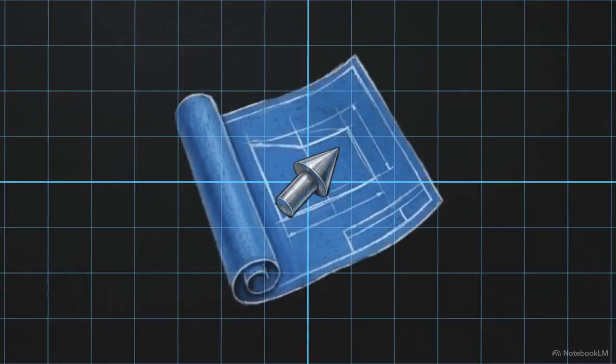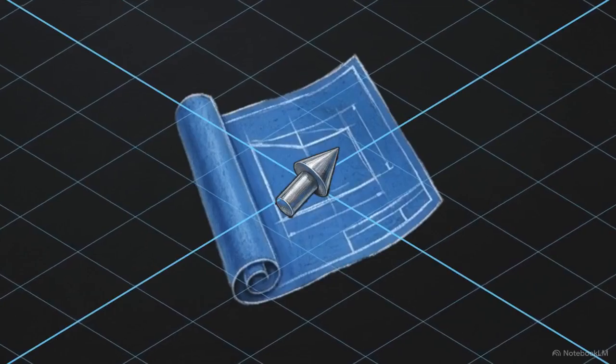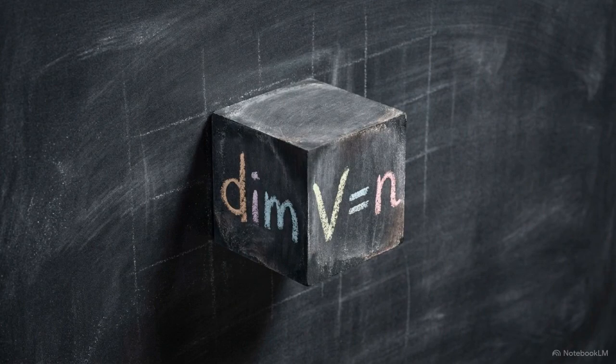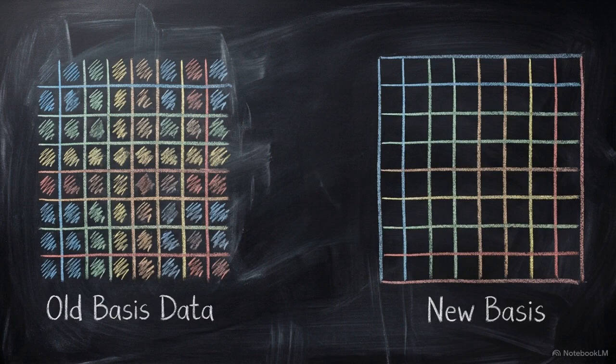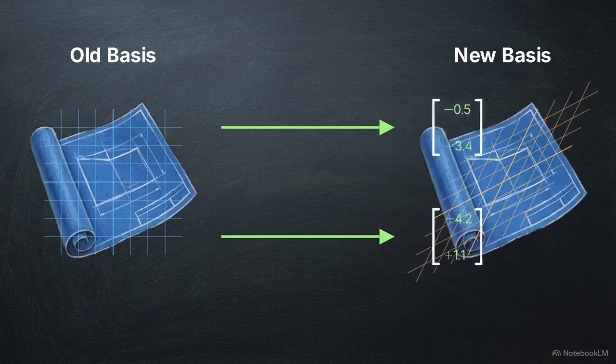You can invent an infinite variety of skewed coordinate systems to navigate a vector space, but the dimension remains the fixed number of vectors required to describe it, a property that survives any change in perspective. If the coordinates of a vector depend entirely on the basis, we need a systematic way to translate data from an old basis to a newly chosen one.